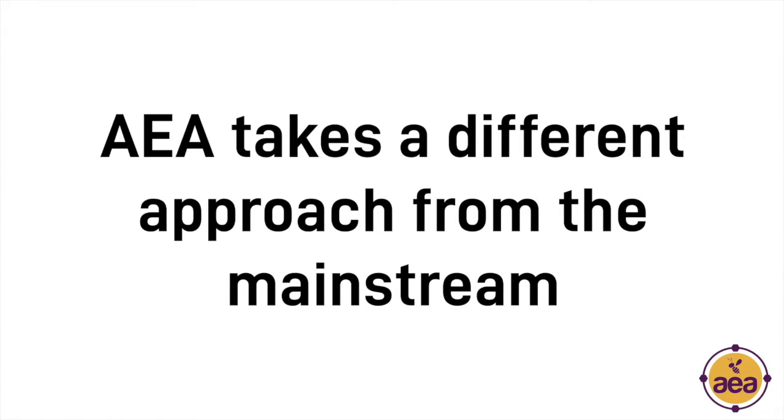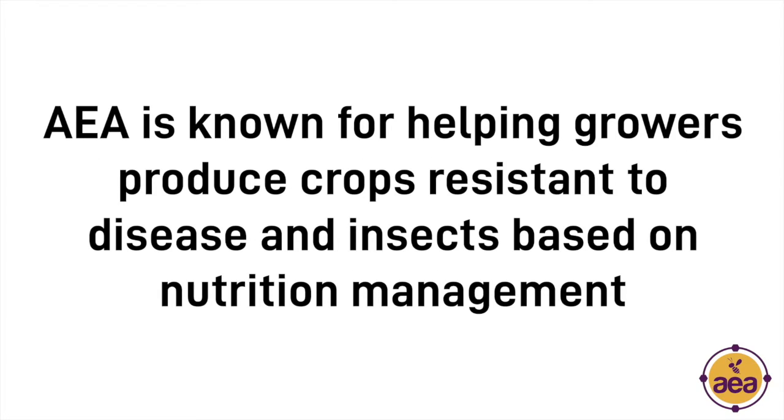So our history, our context as a company, is that we've taken a very different approach to agronomy from the mainstream. My personal background is growing up on a fruit and vegetable farm, and our history has been with fruit and vegetable agronomy. We're now beginning to work with much more broadacre crops, corn, beans, small grains, etc. And the original claim to fame, when I first founded Advancing Eco Agriculture as a consulting company in 2006, and what we became very well known for, was helping growers produce crops which were resistant to diseases and insects based on how we manage nutrition.